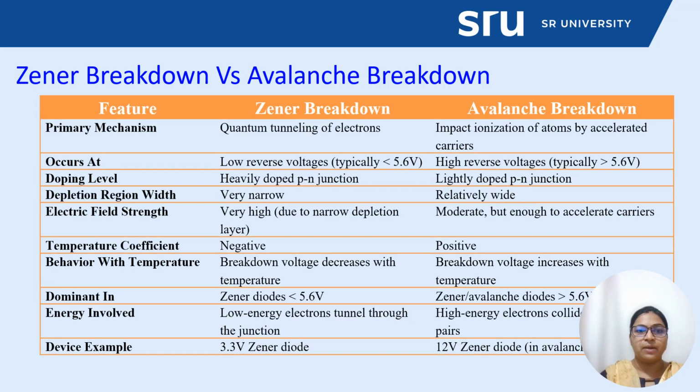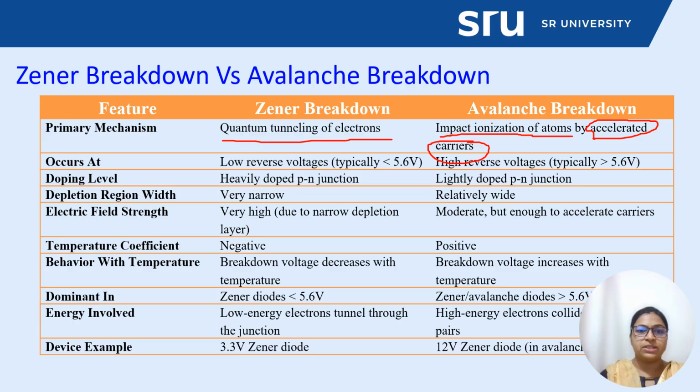First, the primary mechanism by which the Zener diode and avalanche diode work. The Zener diode generally works on the quantum tunneling of electrons. Avalanche is basically the impact ionization of atoms by accelerated carriers. So these are basically the charge carriers.